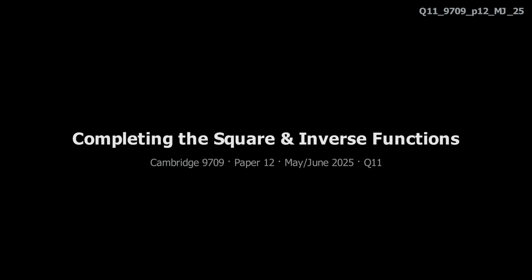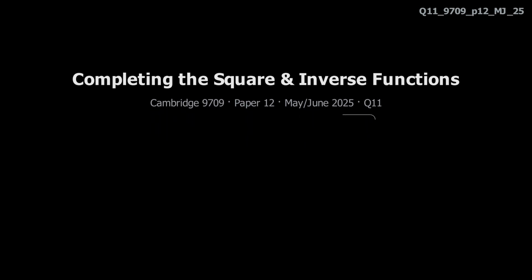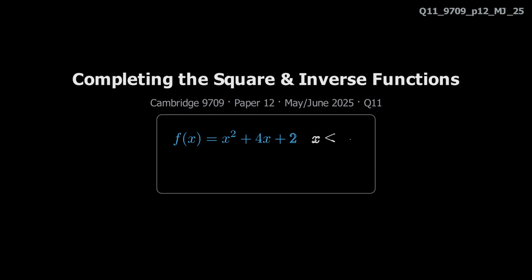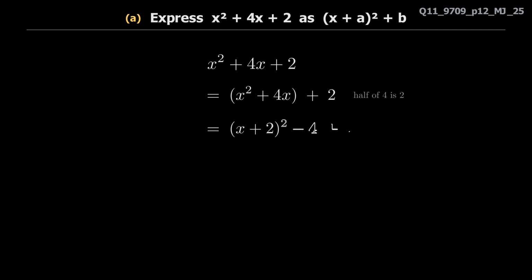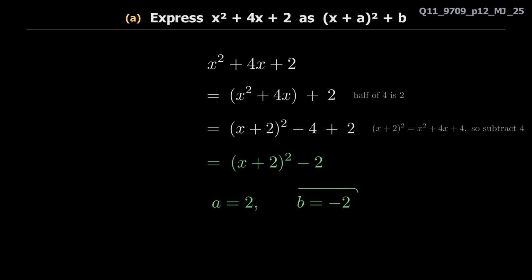Question 11, Paper 12. Completing the square and inverse functions. f on the left branch x at most minus 2, g on x at least minus 2. Part A. Complete the square for x squared plus 4x plus 2. Half of 4 is 2. x plus 2, squared expands with plus 4, subtract 4. So x squared plus 4x plus 2 equals x plus 2 squared minus 2. Answer, a equals 2, b equals minus 2, vertex at minus 2, minus 2.